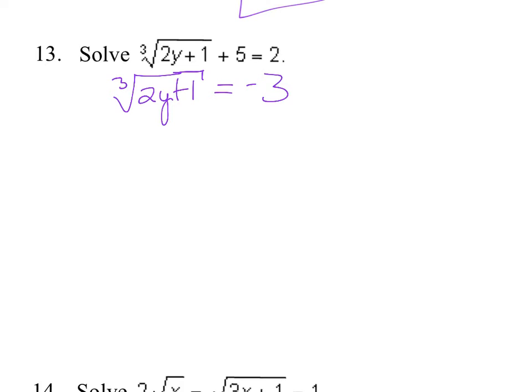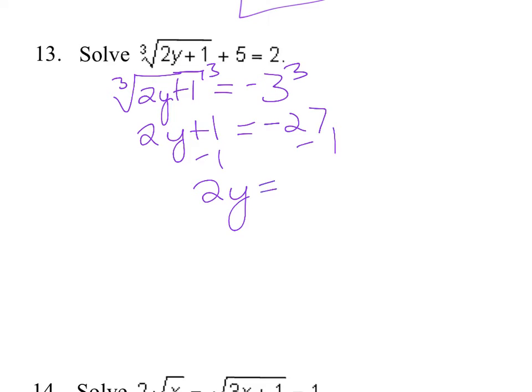All right, so now I have to cube both sides. 2y plus 1 is equal to, well, negative 3 cubed. 3 cubed is 27, so it's negative 27. I'm going to subtract 1 from both sides. 2y equals negative 28. Divide by 2, y equals negative 14.